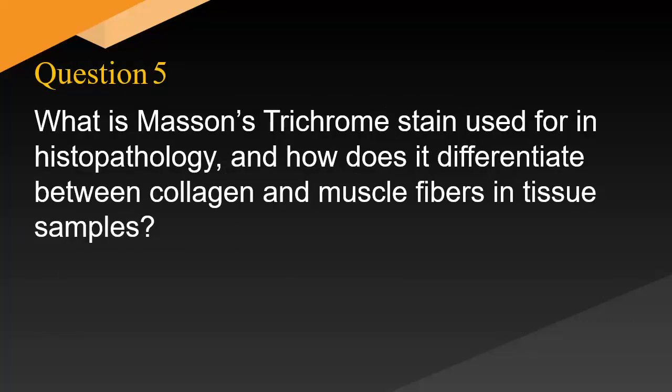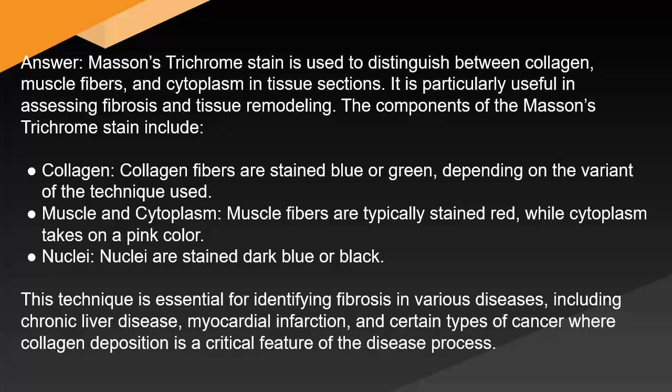What is Masson's trichrome stain used for in histopathology, and how does it differentiate between collagen and muscle fibers in tissue samples? Answer. Masson's trichrome stain is used to distinguish between collagen, muscle fibers, and cytoplasm in tissue sections. It is particularly useful in assessing fibrosis and tissue remodeling.